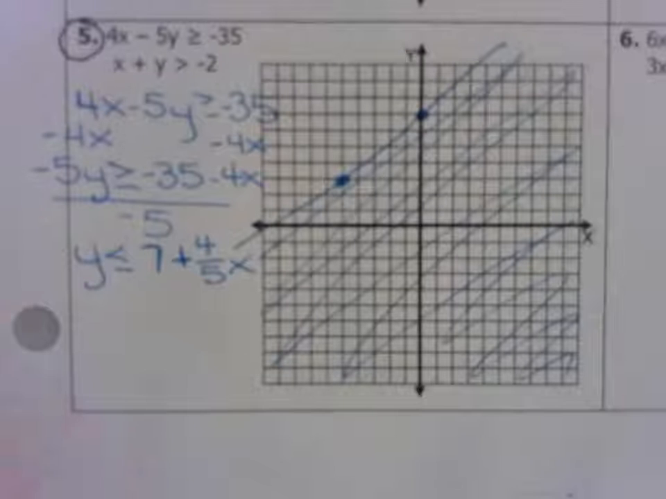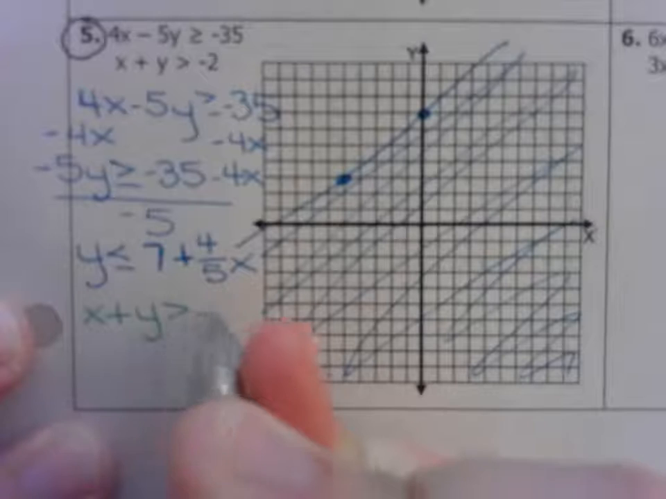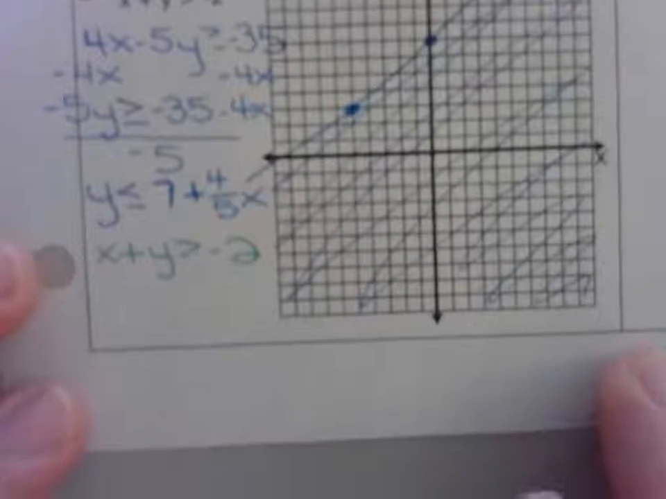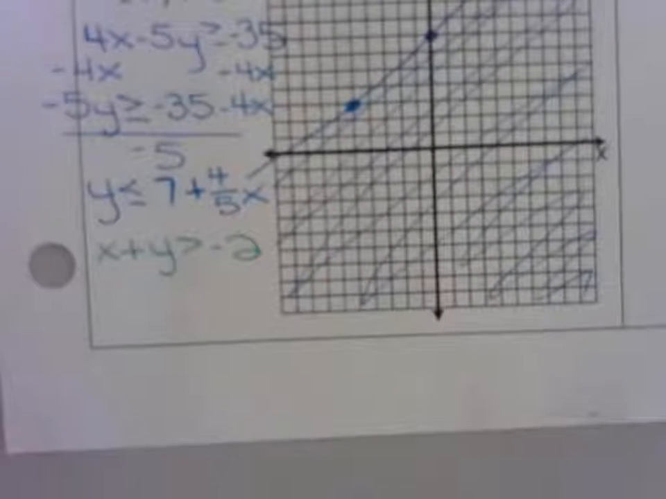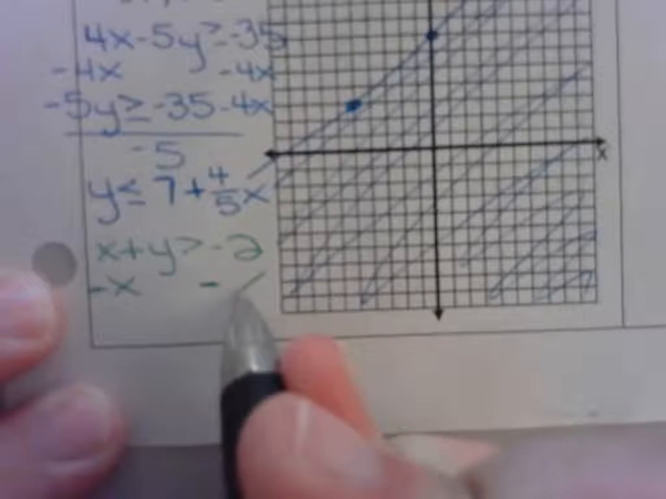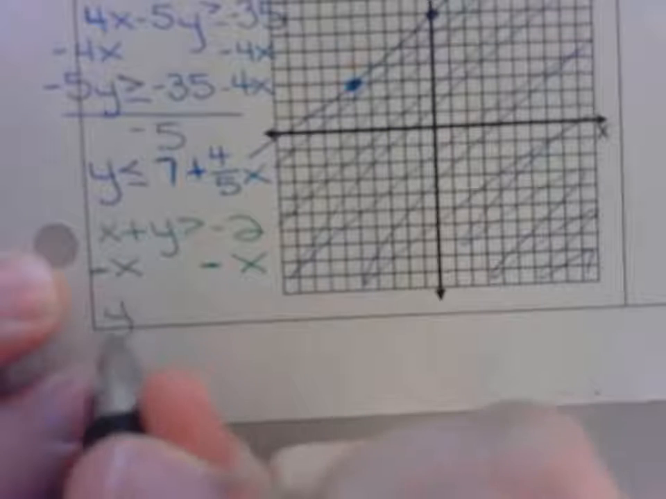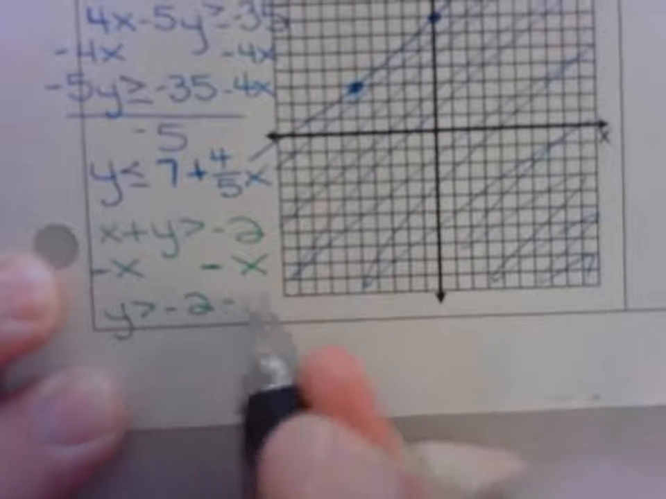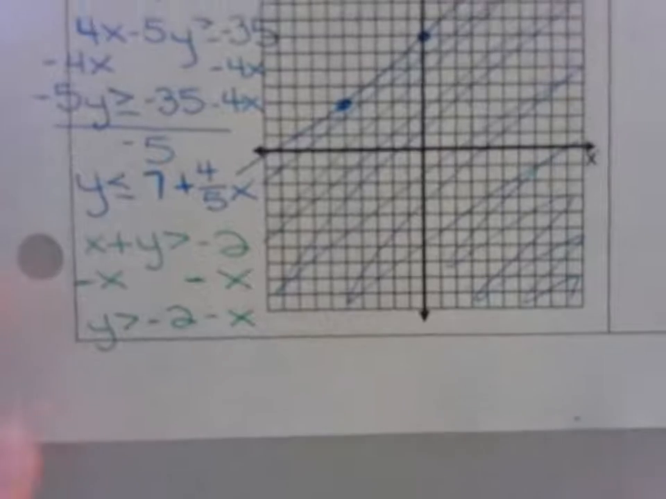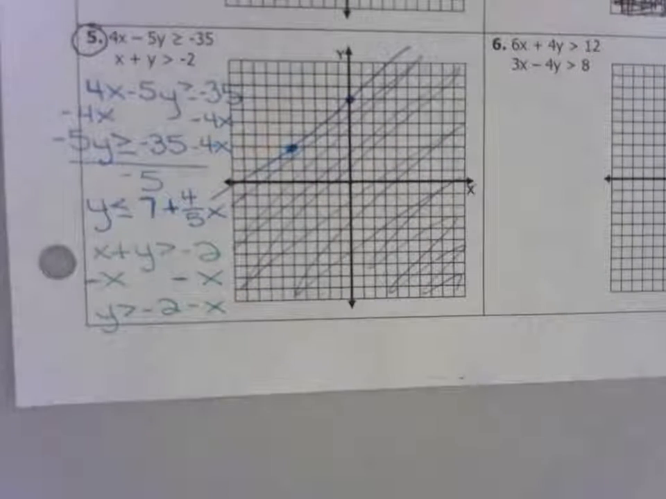The second one, x plus y is greater than negative 2. Good. Subtract the x. And we get y is greater than negative 2 minus x. Okay. So the second one, we only had to get y alone. So y is greater than negative 2 minus x.